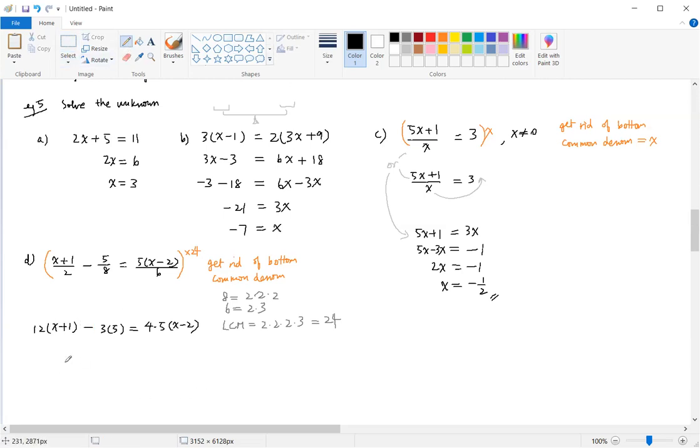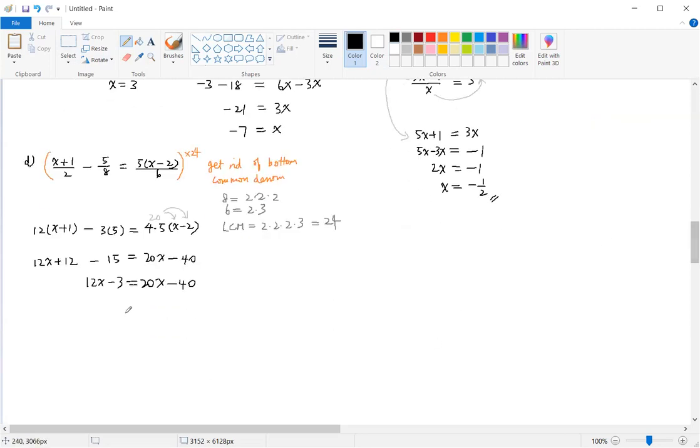Okay, so yeah, let's simplify. 12x plus 12 minus 15 equals, you can see I try to line up the equal sign. Here I think of it as a 20 multiply in. So that's a 20x minus 40. Simplify a little bit. And then I collect like terms, move all the x on this side, that's 8. Move all the numbers on this side, that's 37. So x equals 37 over 8. Lowest form answer. Okay, fraction always in lowest form, and it is. So that's done.